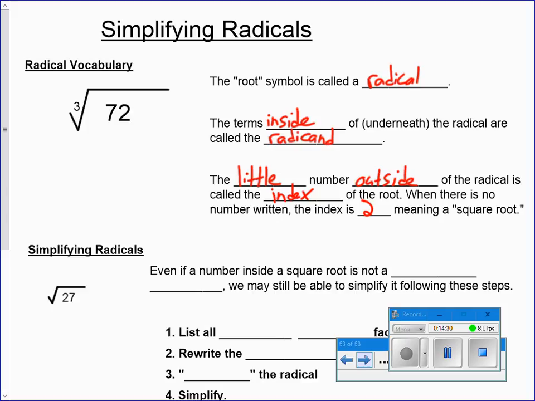So just putting this on the picture, and this is something you'll use next semester in Math 2. This little number is called the index. It tells you what type of root you're taking. Here it's a 3, so that means we're taking the third root. And this symbol right here is what's called the radical. And this number that's underneath it is what we refer to as the radicand.